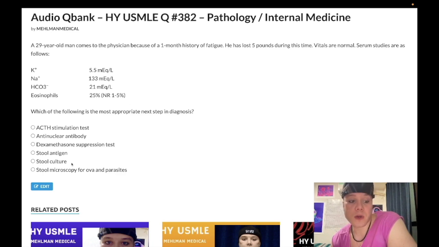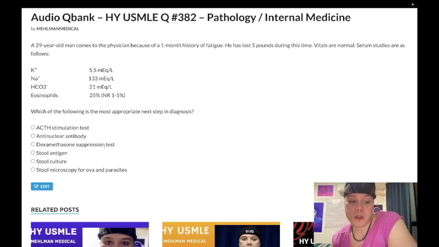Stool culture, wrong fucking answer. I do not believe this is ever an answer in USMLE. I've never seen it as a correct answer, okay? And the reason for that is because stool antigen slash stool toxin test is correct for C. diff, C. difficile, okay? Not stool culture, all right? So stool antigen slash toxin, that's C. diff, could be H. pylori, but C. diff, super fucking high yield.